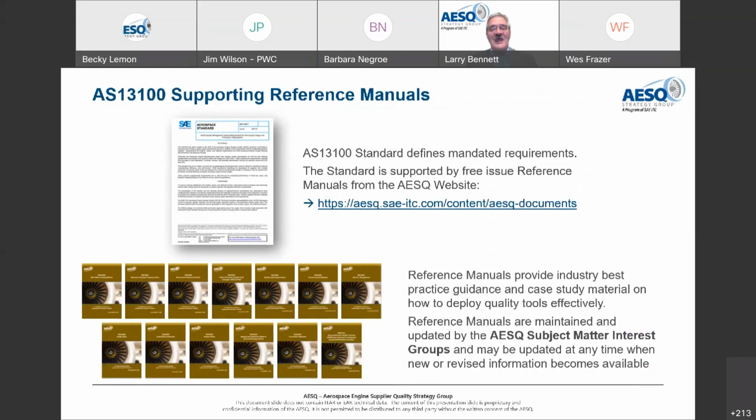And again, just another shout out to these reference manuals. There's a link included here. They provide industry best practice and case study material on how to deploy. Some of these reference manuals are over 100 pages long. If I just highlight one, RN 13004, I believe it's got everything you need on how to do a PFMEA, how to do a reference PFMEA. It's just impossible to tell you how important the guidance material is. Yes, there's a lot of reading material, but it is invaluable in terms of applying and deploying this standard.